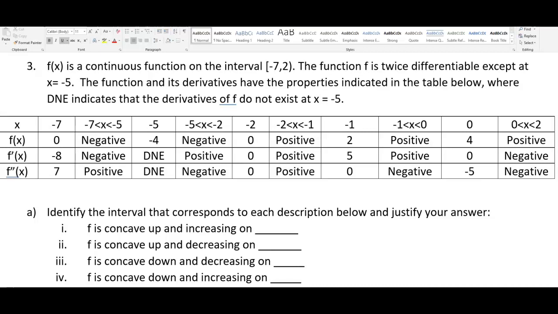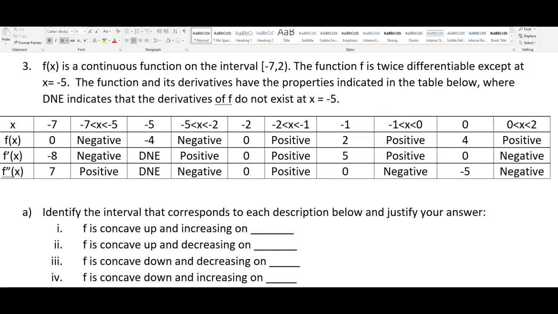So let's go ahead and start off with FRQ number 3 and see if that helps. So f of x is a continuous function. Okay, continuous function. Funny looking interval there, right? They're not including 2 in the interval, but they are including -7. They tell us it's twice differentiable, except at x equals -5.